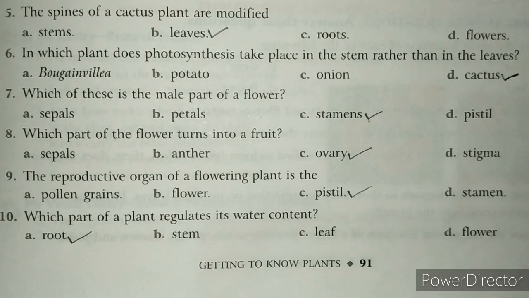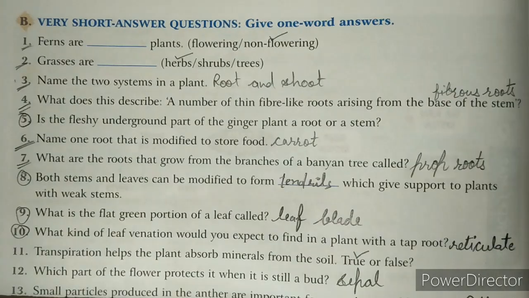And the next question we have: which part of a plant regulates its water content? So roots is the right answer. Clear? Because roots absorb water from the soil and then it goes to the whole plant through stems and leaves, right? So roots is the main part that helps to regulate the water content. Clear?